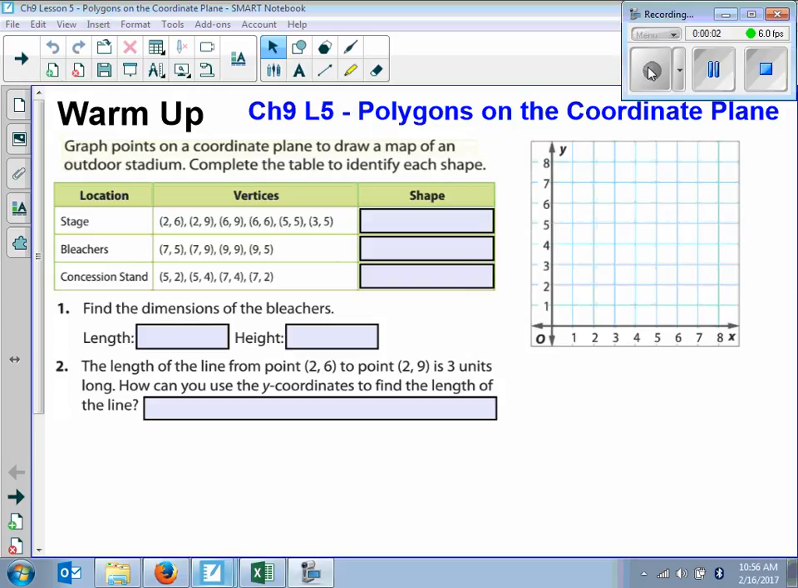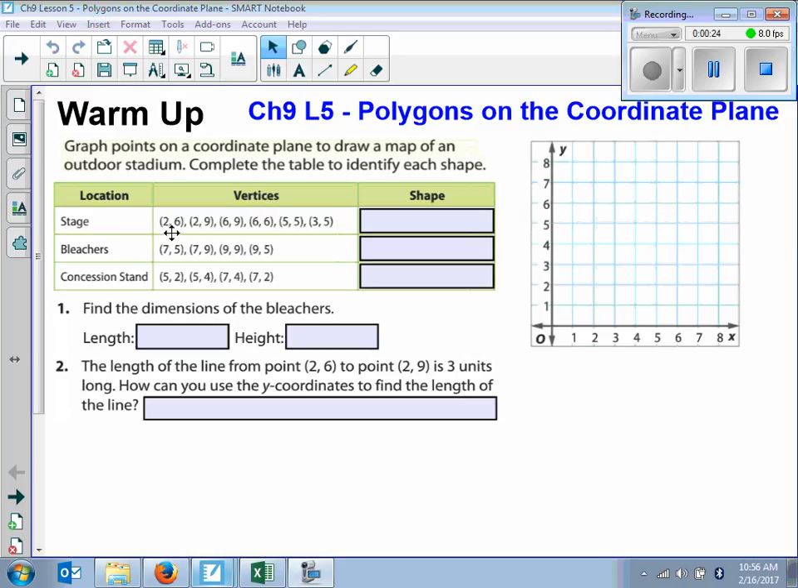So, Chapter 9, Lesson 5 is polygons on the coordinate plane. The first thing we want to do here on the warm-up is to graph points on a coordinate plane to draw a map of an outdoor stadium. First we want to graph, then complete the table to identify the shape of each figure.